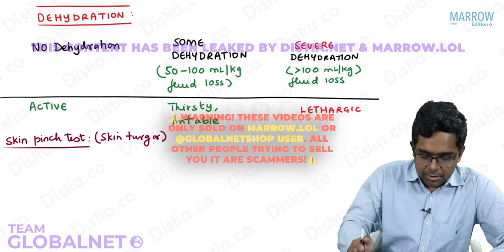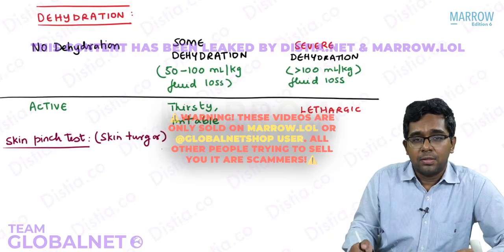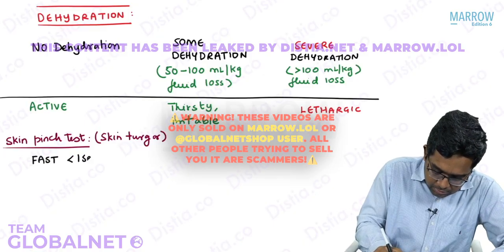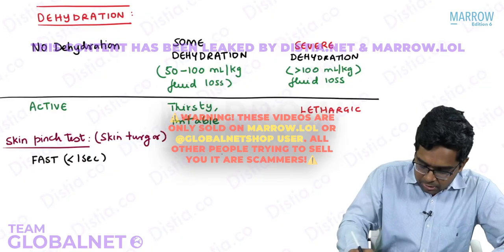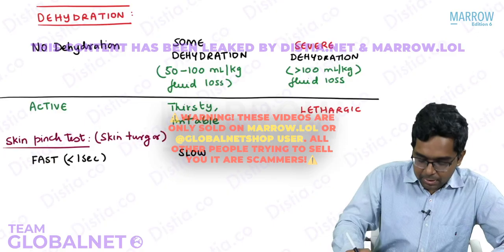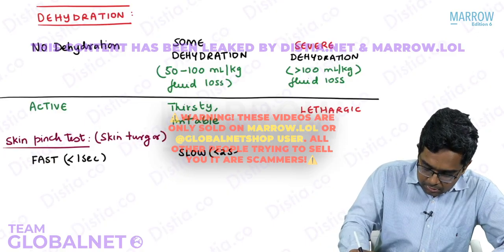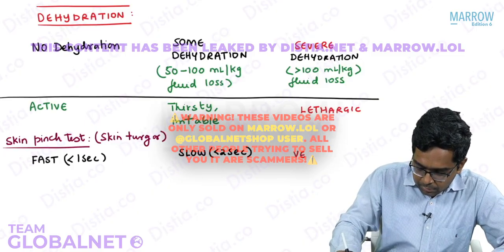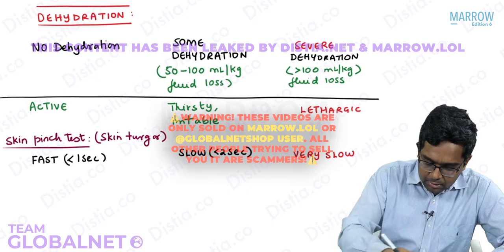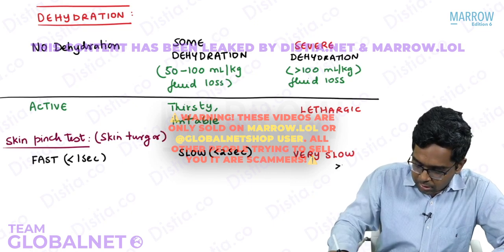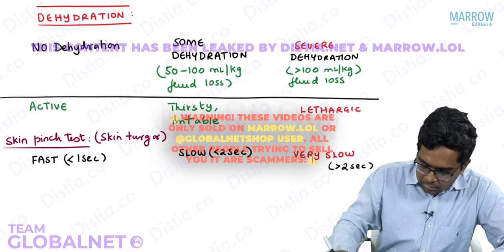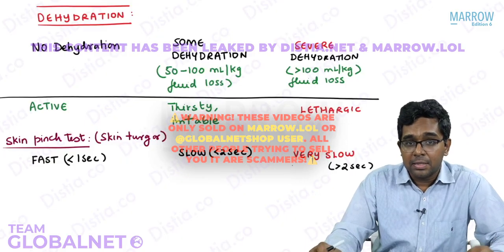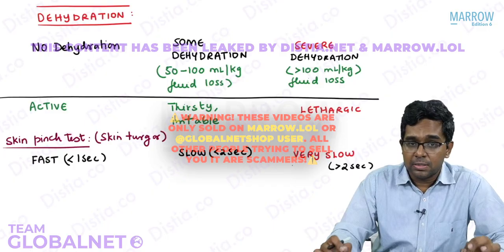Remember, in case of no dehydration, the skin response time is very quick. What is the meaning of very quick? The response time is less than 1 second. Whereas in some dehydration, it would be slow. Slow is defined by a response time of less than 2 seconds. And in severe dehydration, the response is very slow. Very slow is defined by a response time of more than 2 seconds. This is an important part of assessment in dehydration, and whenever a clinical scenario question is asked, they stress on this point. So you should know this very thoroughly.